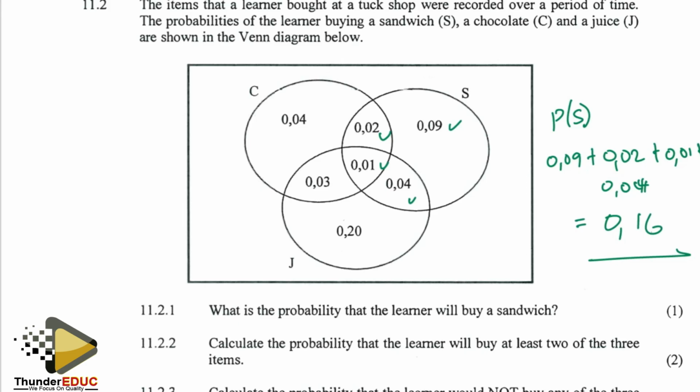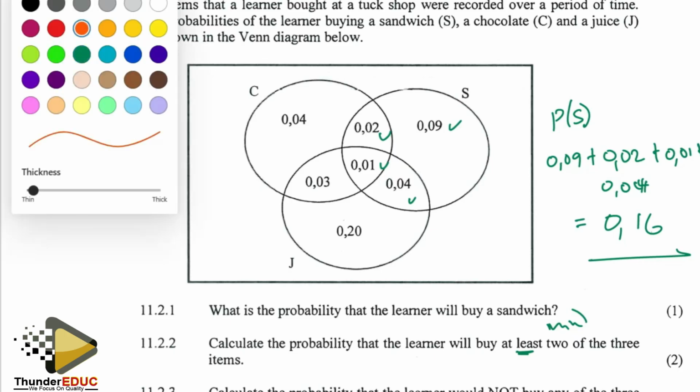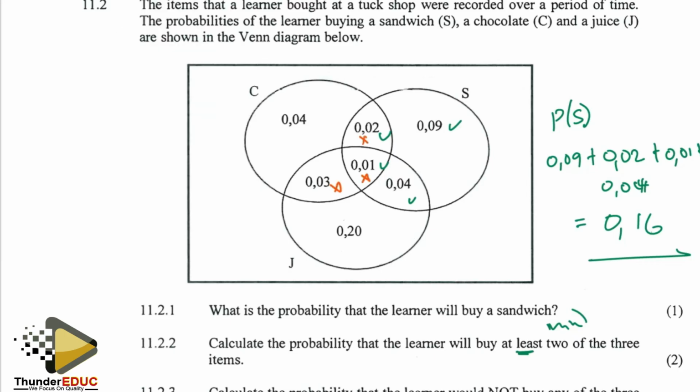Then calculate the probability that a learner will buy at least 2 of the 3. Now, when they say at least, they are simply telling us that the minimum is 2. We're not being told the maximum, so the maximum can even be 3. So the points of interest will be this 3, this 2, this 2, and then that. So which means, for 11.2.2, we're going to have 0.02 plus 0.01 plus 0.03 plus 0.04. Okay, when you add that up, I'm ending up with 0.1.